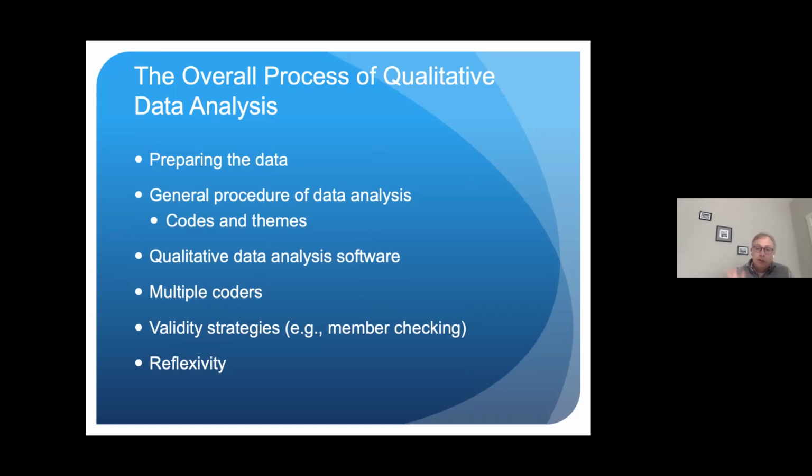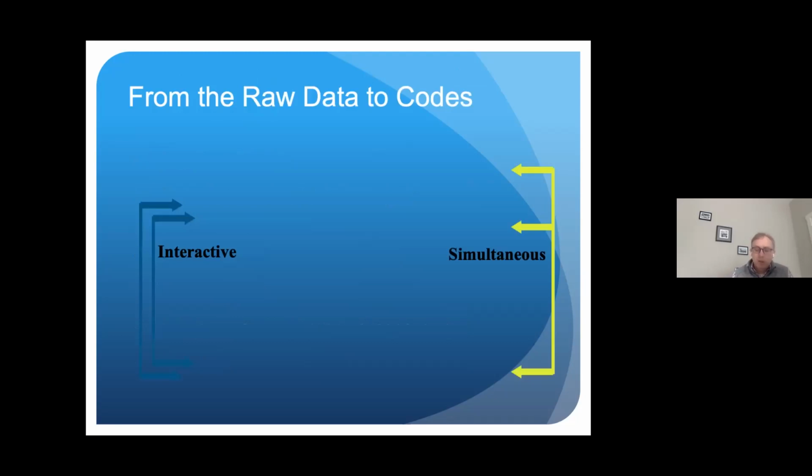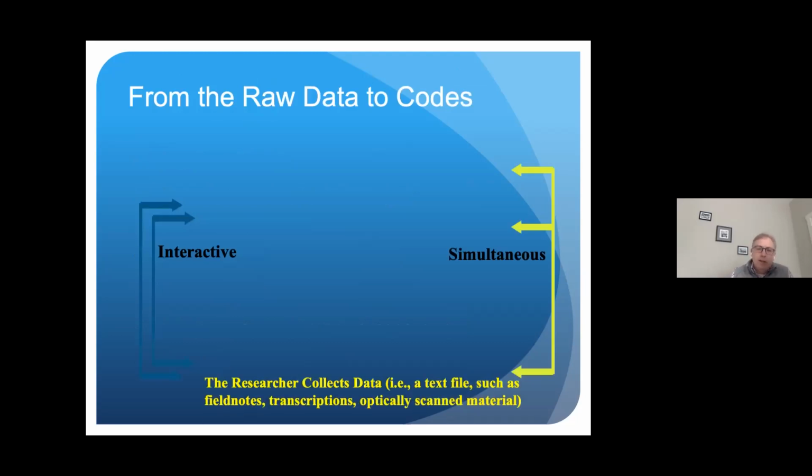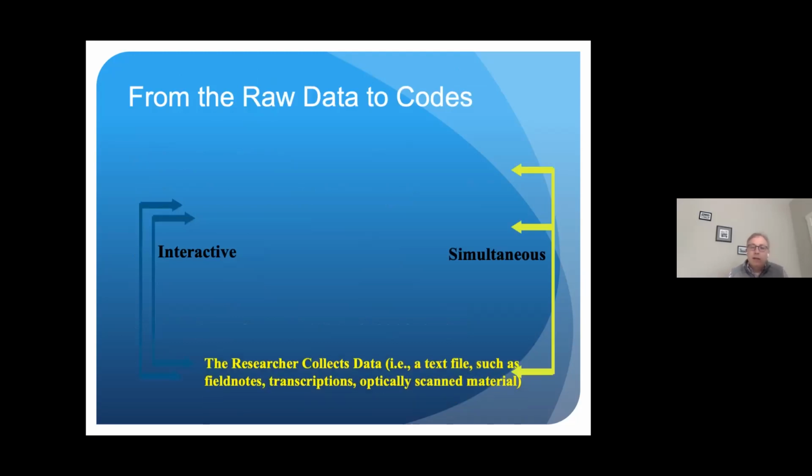Of course, there are some other steps in qualitative research, like checking the validity of our findings, checking the accuracy, and then also being transparent about who we are and what we've really brought to the research as well. So I think of the process as going from raw data to codes is kind of like this. So we're collecting data, let's just say it's notes or transcripts or audio recordings.